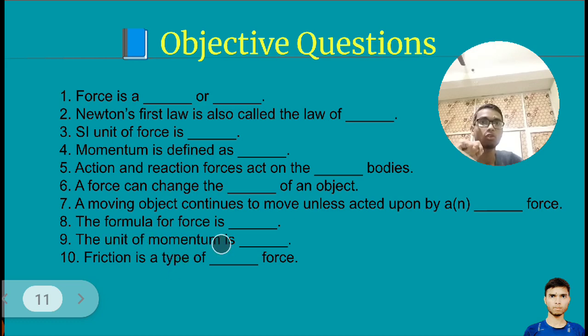The formula for force is F equal to m a, as we know, where m is mass and a is acceleration. The unit of momentum, I don't know right now, so that will be for you. Friction is just a type of external force. You can also say it is an opposing force. The work of friction is to block the object which is coming oppositely.